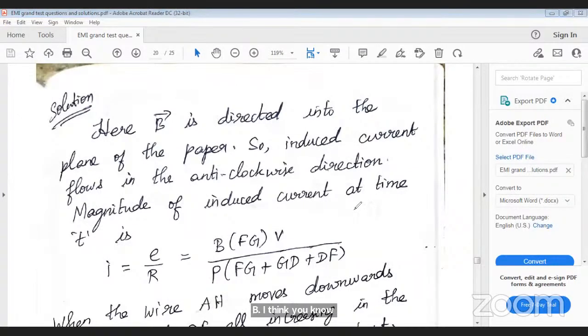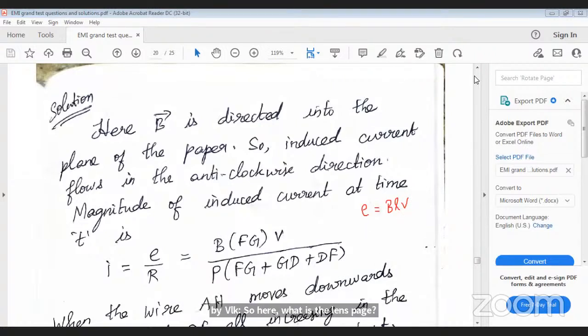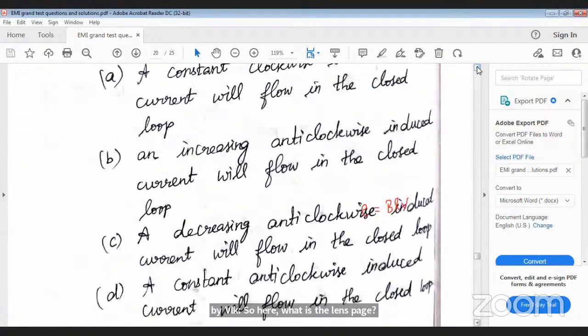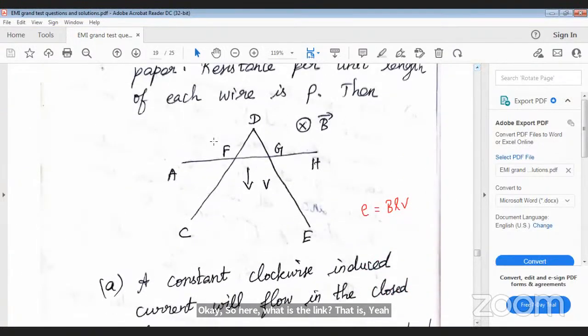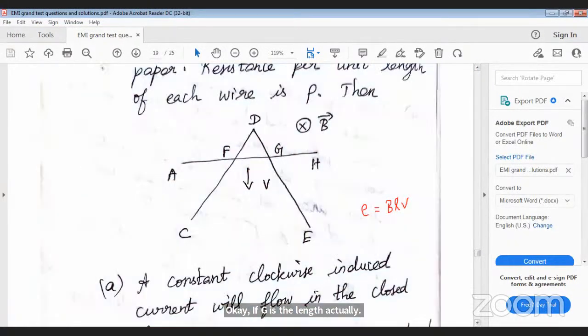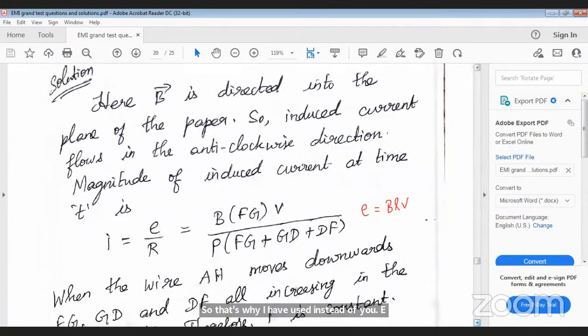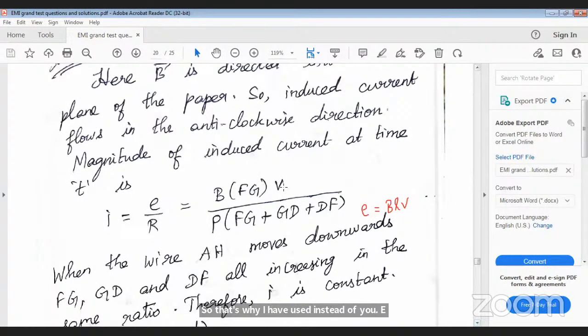E equal to BLV. When a conductor of length L is moved with velocity V in a magnetic field, the induced EMF is given by BLV. So here, what is the length? That is FG. FG is the length actually. That's why I have used FG instead of L here. I equals B into FG into V divided by R.